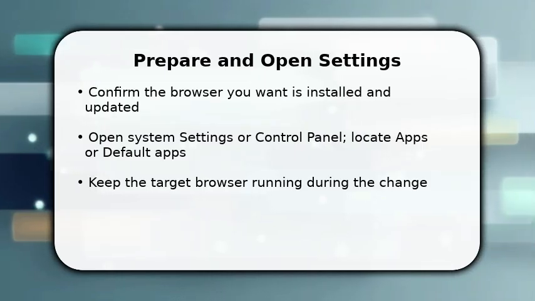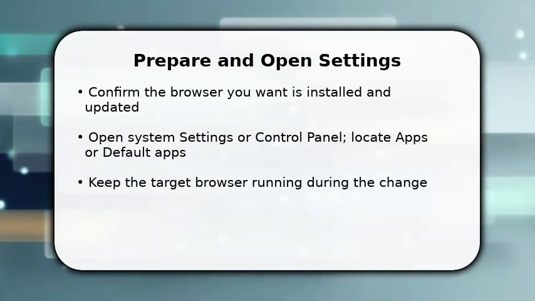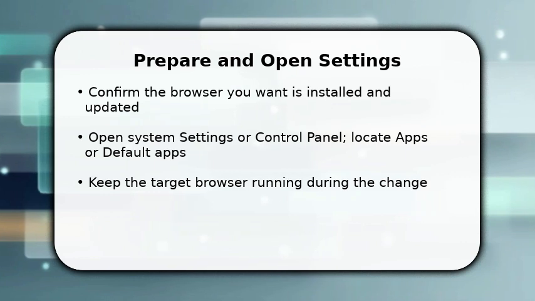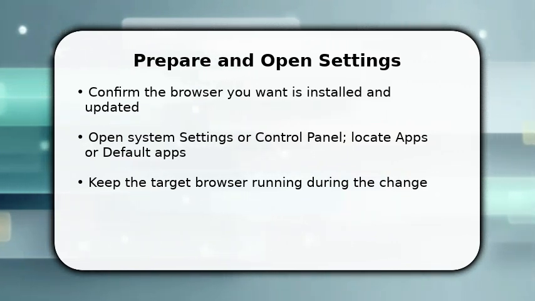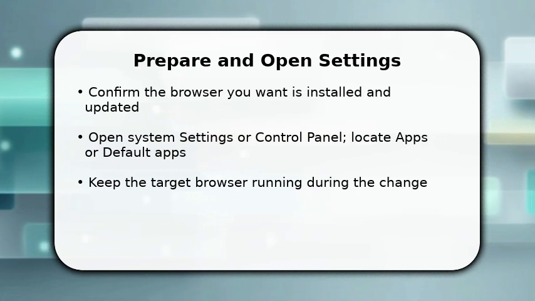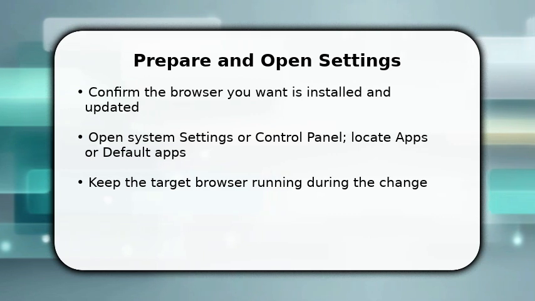You start by confirming the browser you intend to make primary is installed and up to date. This prevents missing features or prompts later. Once done, open your system settings and go straight to Apps or Default Apps. Don't wander through unrelated menus. Make sure the browser is running so the OS can detect it. This short step avoids registry or permission delays. You'll need admin access on some machines, so sign in or prepare credentials now.